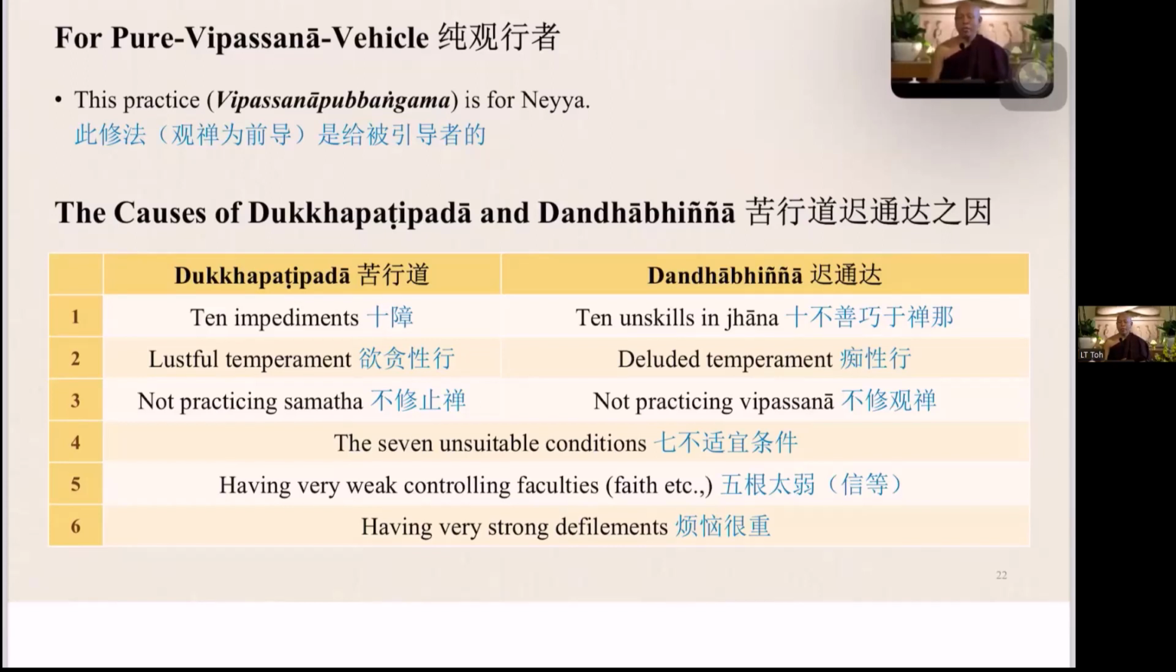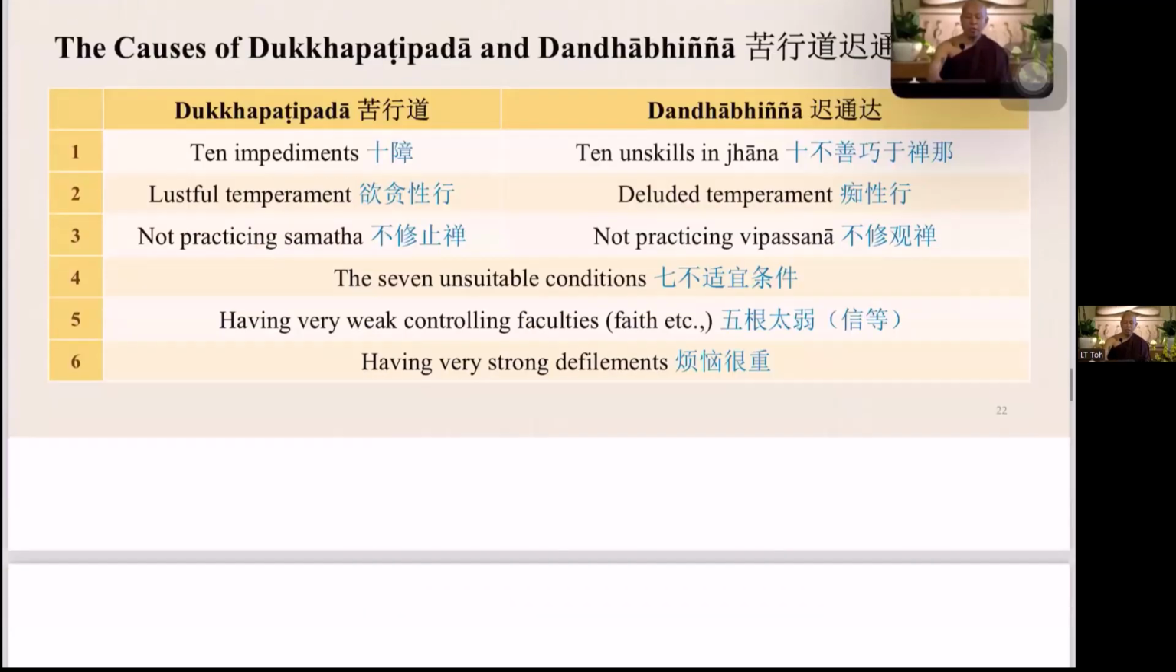Right? So that is another thing for Neya, which I list out here. Then today I also have to introduce the 10 impediments in detail. Maybe tomorrow I have to continue with the 10 unskills in jhana. It will be a little bit long. Okay, now the 10 impediments. Today we will start.